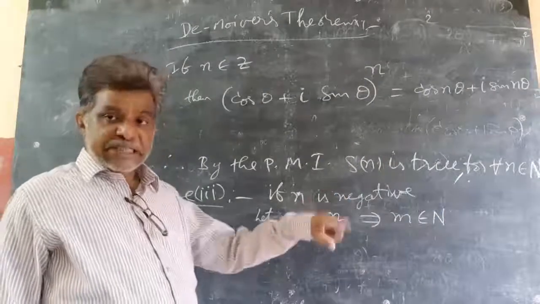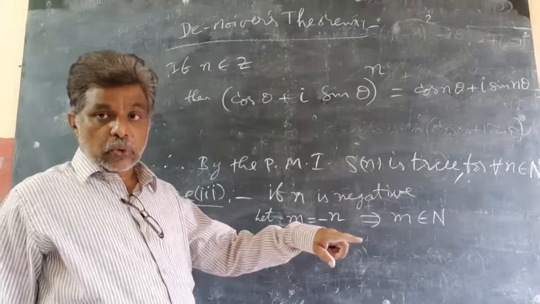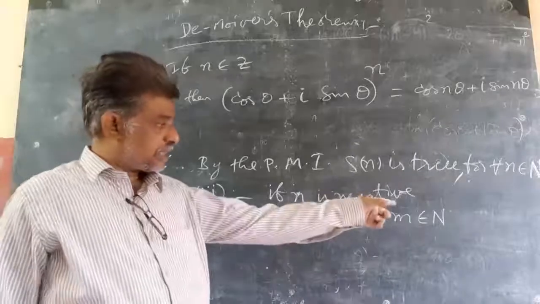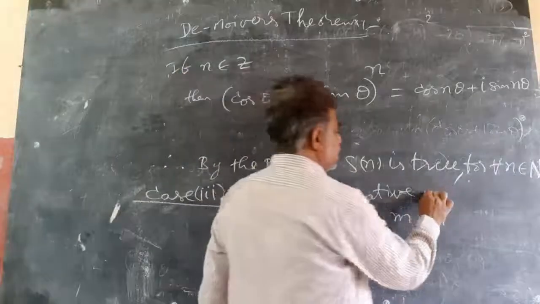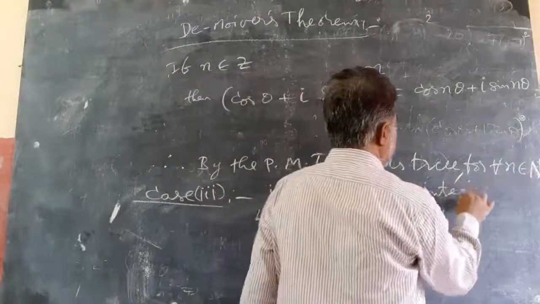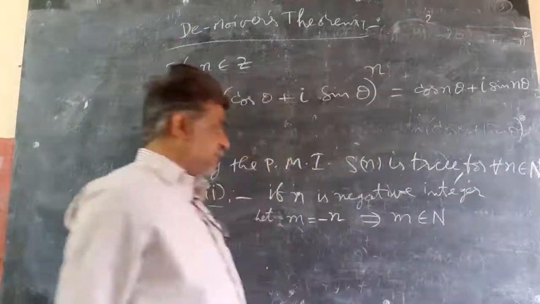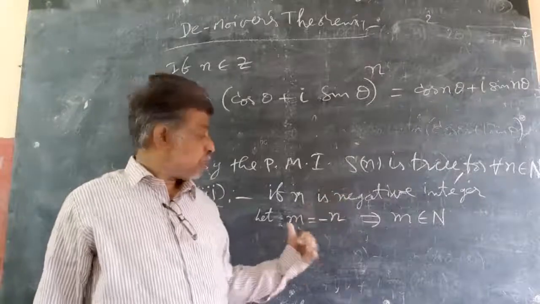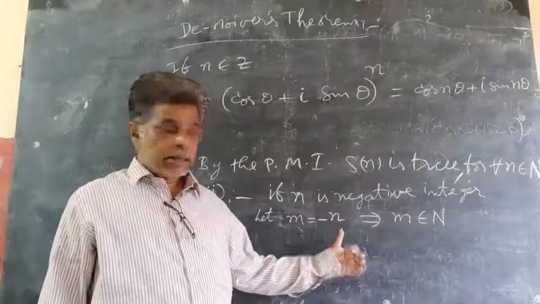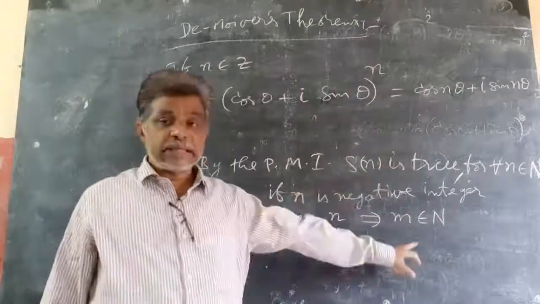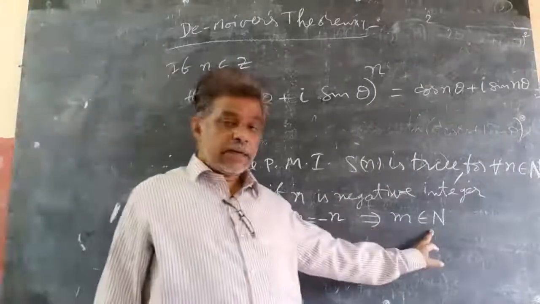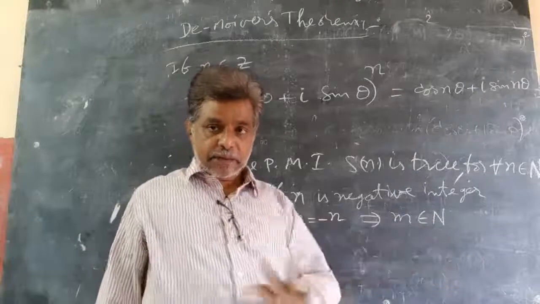Negative means not 0. It does not include 0, only negative numbers. Positive means only positive integers, so that you can understand clearly. So it is a non-negative integer, not 0. I am taking m equal to minus n. The opposite of negative numbers is positive numbers, and positive integers are nothing but N only. So m belongs to capital N, first and foremost.